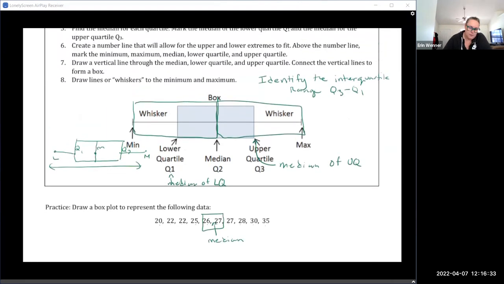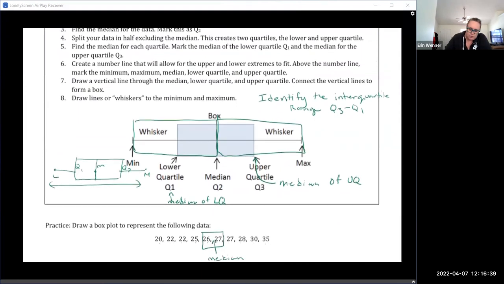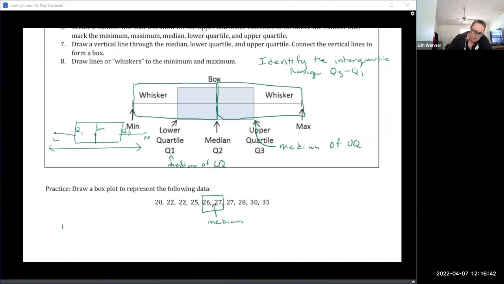So if we look at our steps, the steps say order your data. We already did that. Identify the upper and lower extreme. So the lowest or the min in our data range is 20. The max is 35, right? There's the min and there's the max. Then it says find the median of the data and mark it as Q2. So the median is going to be 26 plus 27 divided by 2, which gives us 26.5.